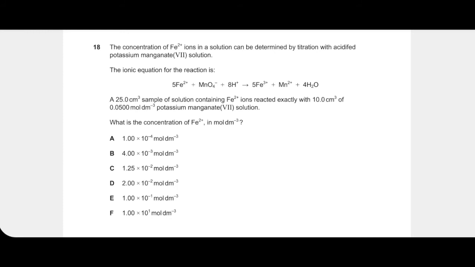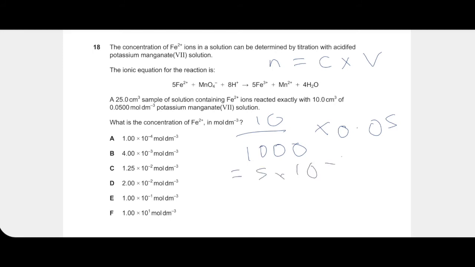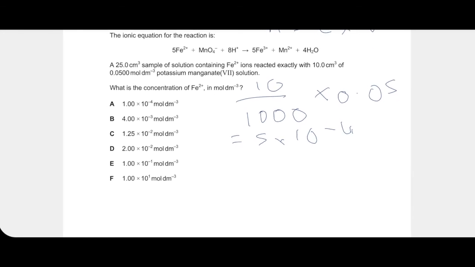So, straight away you should be thinking about calculating the moles of the manganate ions, and you're going to be using the equation moles is equal to concentration times by volume, and that will come to 10 over 1000. You have to make sure everything's in decimeters for this question, remember, times by 0.05, the concentration, is equal to 5 times 10 to the minus 4. That is the moles of the manganate ions.